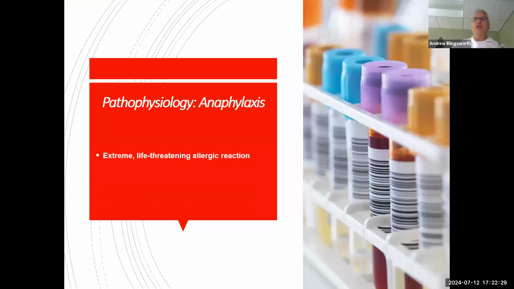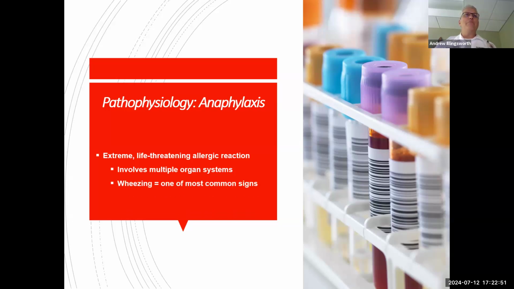So pathophysiology: an extreme life-threatening allergic reaction is anaphylaxis. Anaphylaxis. Extreme and life-threatening. This is a full body reaction to something. This involves multiple organ systems. So when I say full body, I'm not kidding.